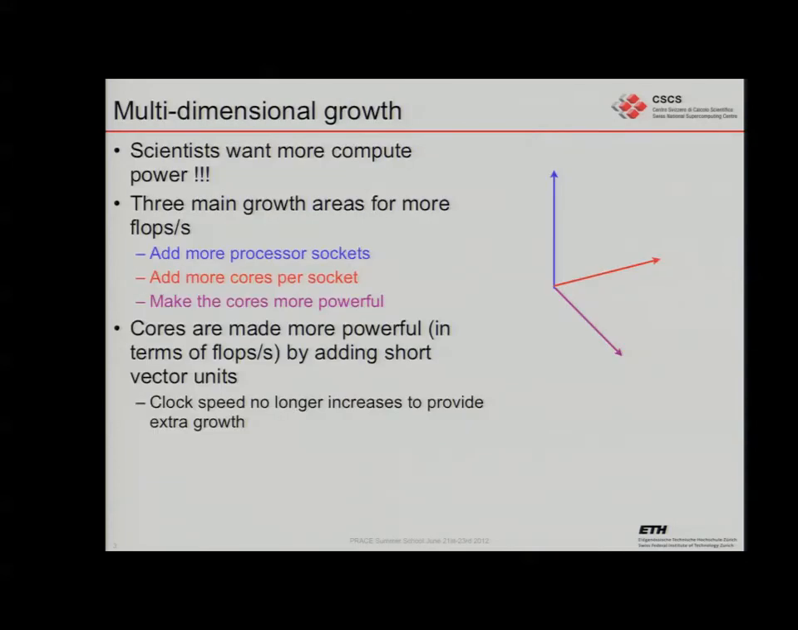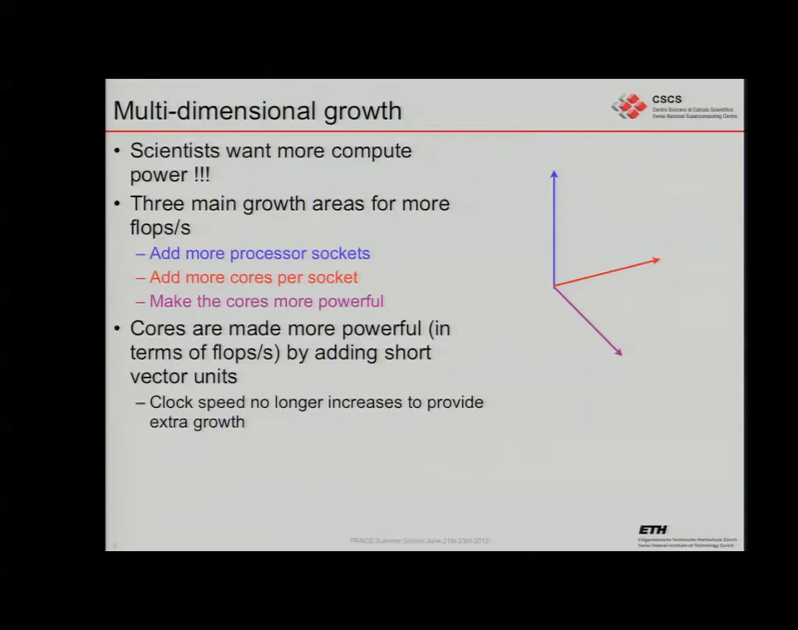And that's because we've actually had a multi-dimensional way of growing machines in recent years, because scientists want more computing power, more floating point power. And so we've added more processor sockets onto machines. To give you an example, the Jaguar machine at Oak Ridge was originally about 5,000 sockets, and now it's at about 40,000 sockets. Sorry, it was, before it was downgraded effectively in preparation for GPUs being added. So that's one way we've been doing it.